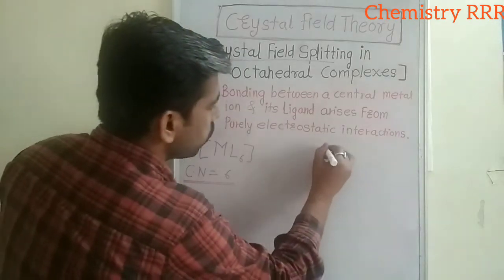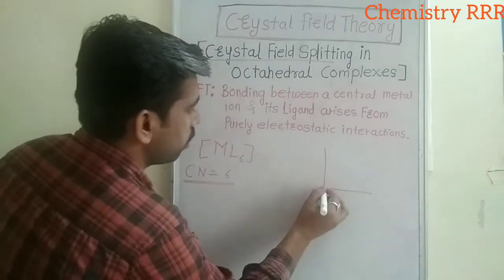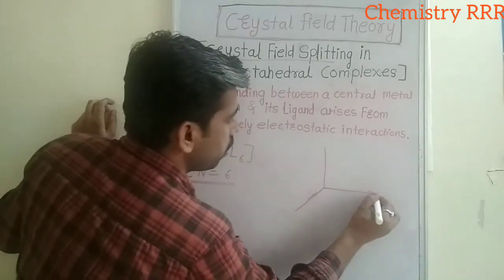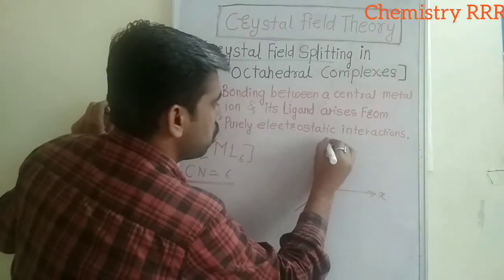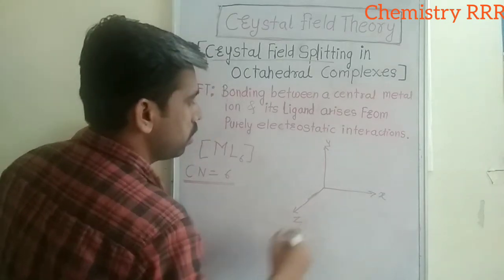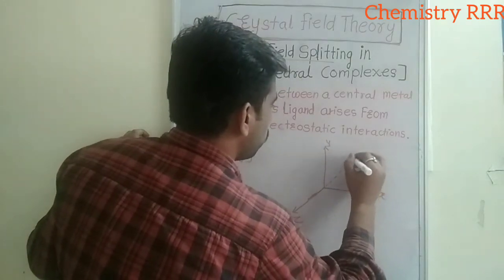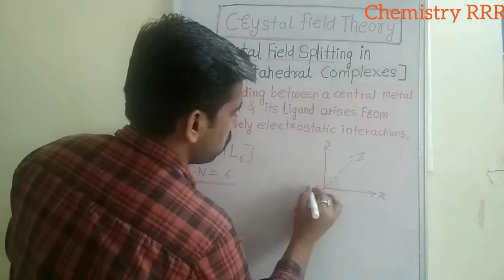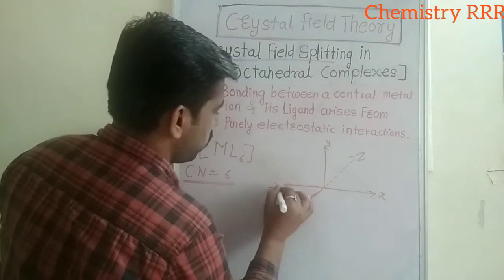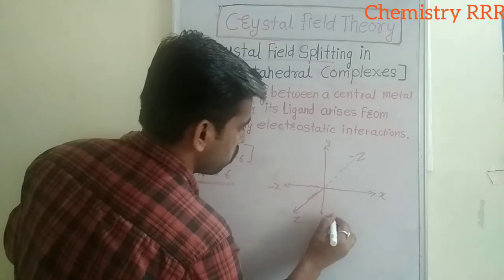And what about the splitting in octahedral complexes? Now, this is the x-axis, y-axis, z-axis. Okay, this is the negative, minus z, okay, this is the minus x, opposite to this minus y.